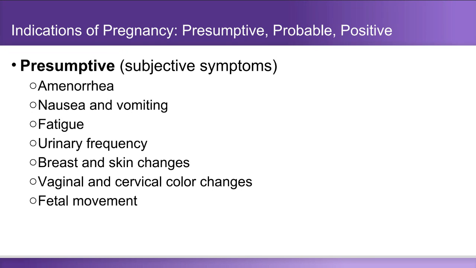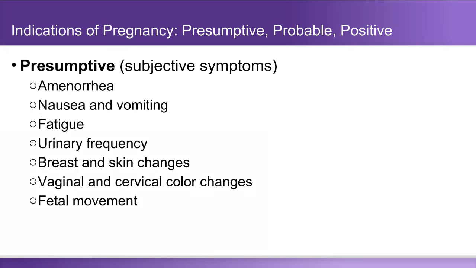And many women who present for assessment of pregnancy come because they're starting to have these symptoms that are pretty consistent with pregnancy. So the thing to know about presumptive signs is they can be caused by other conditions other than pregnancy. So in that way, they're the least reliable indicators of pregnancy. So what are some of these presumptive signs? You missed a period, which again, can be caused by something else.